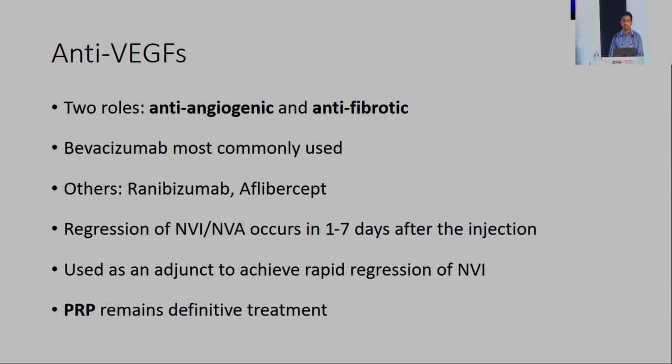Coming to adjunctive therapy, anti-VEGFs have two important roles: anti-angiogenic and anti-fibrotic properties. Bevacizumab is most commonly used. Others include ranibizumab and aflibercept. Regression of NVI and NVA occurs 1 to 7 days after the injection. They are used as an adjunct to achieve rapid regression of NVI. However, PRP remains the definitive treatment.